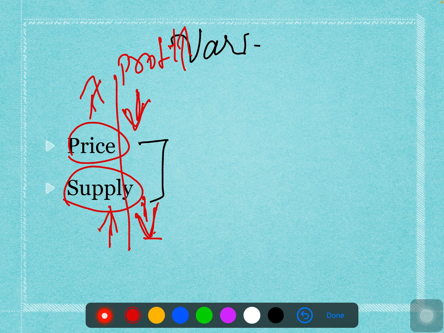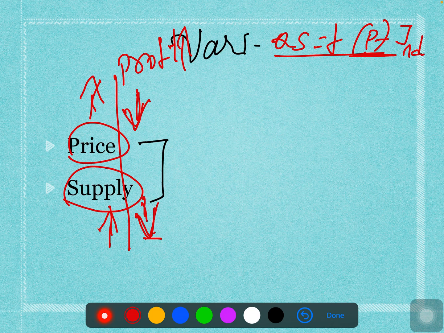How are you going to express this? Quantity supplied is a function of price. This is the way you express it. Price always goes in this place, whatever the variable you have, and it should be the independent variable. On this side, whatever you have should be the dependent variable.